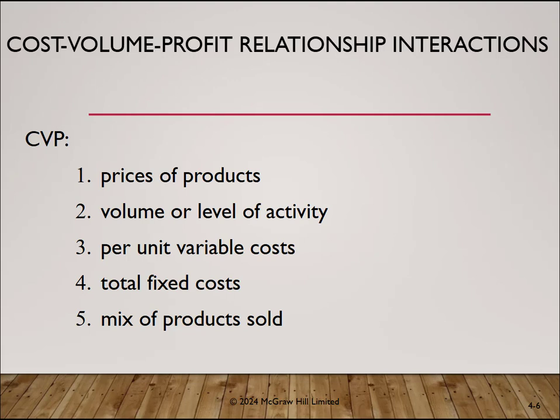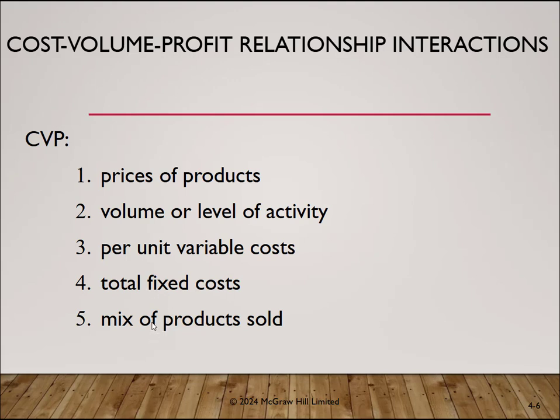So we can understand these interactions by looking at the following 5 elements, and that is, what's the price of our products? How much of those products are we selling? What does it cost us to make? What are our total fixed costs in production? And then what is the mix of products sold?